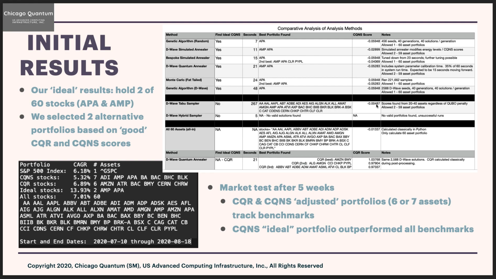0.005 is 10 times worse. And if you look at the 60 asset solution, it's a 0.01. So it's actually not a very efficient portfolio, which is what you'd expect.